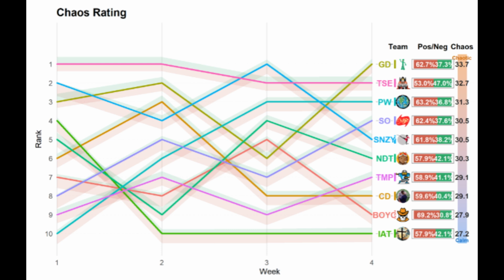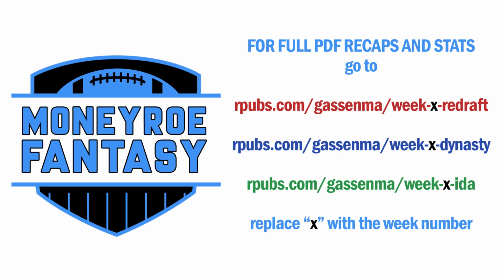So what you really want is to be either really high or really low and have that green area above your line be the biggest it can possibly be, with the red area being the smallest it can possibly be. So yeah, it's essentially just measuring how chaotic your team scores and how much you can rely on your team's projections to give you a good sense of what you're going to score in a week. So with that, we will move right into the recap.